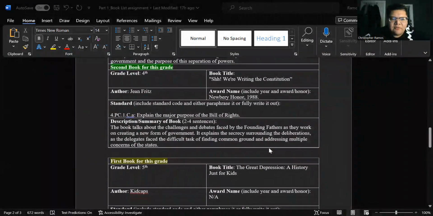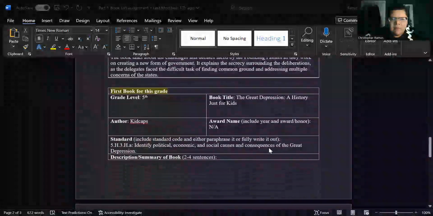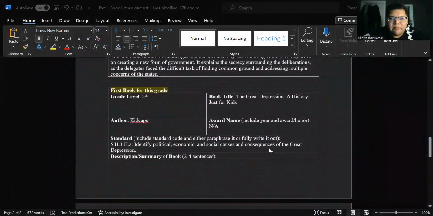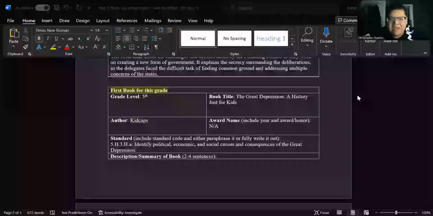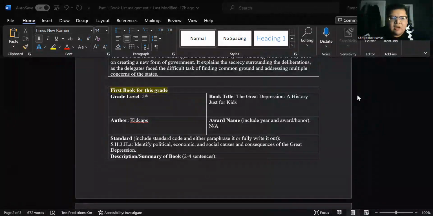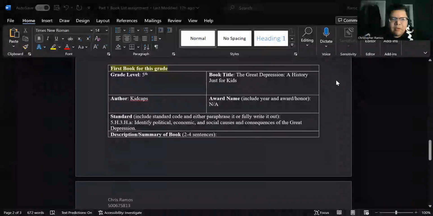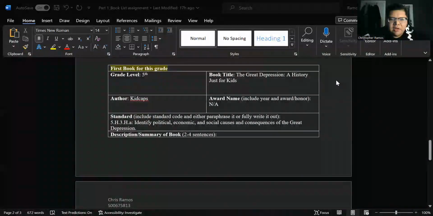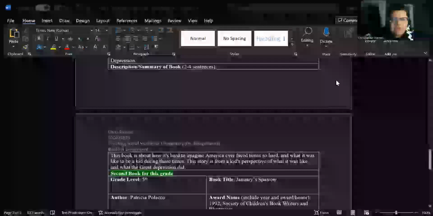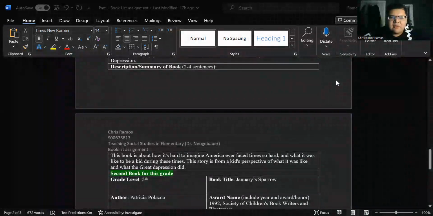Moving on to fifth grade, the book title is The Great Depression: A History Just for Kids, by Kid Caps. The standard here is identifying political, economic, and social causes and consequences of the Great Depression. This book is about how it's hard to imagine America ever faced times so hard and what it was like to be a kid during these times.